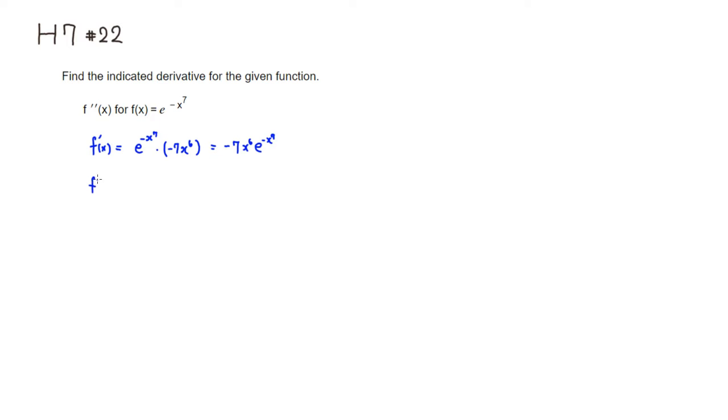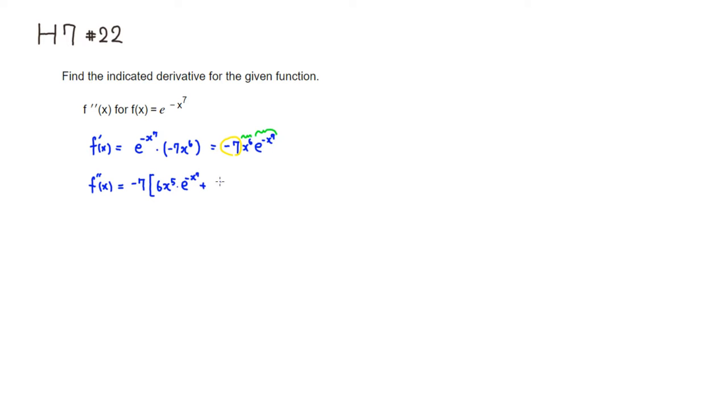So f double prime of x is equal to, here I'm going to leave negative 7 alone, and I'll probably just put the bracket here. Since we already took care of negative 7, I'm going to leave this guy alone. Then we have to use the product rule to take the derivative. The derivative of the first guy is 6x to the 5th power, and multiply by e to the negative x to the 7th.